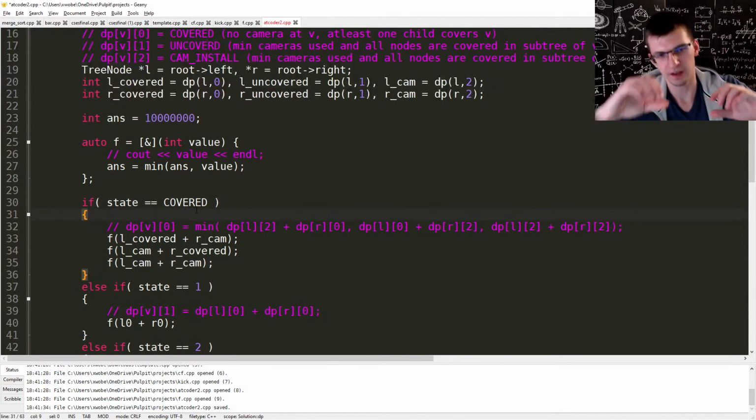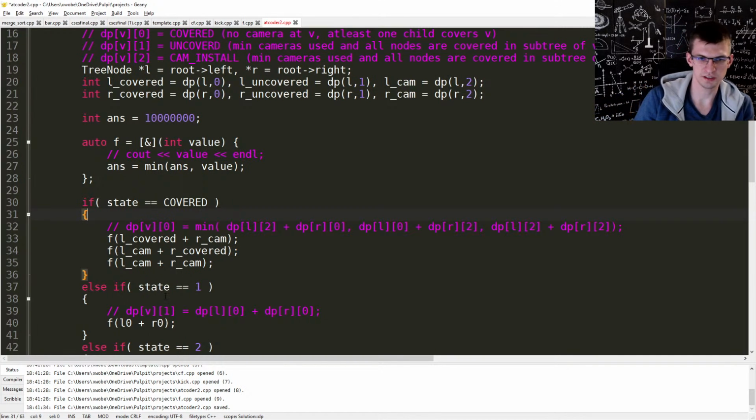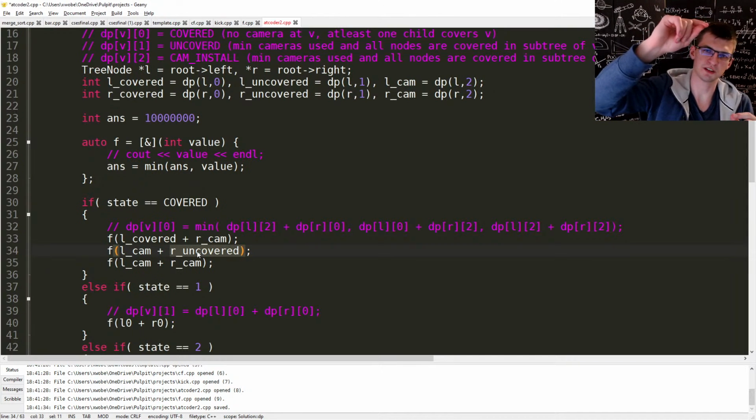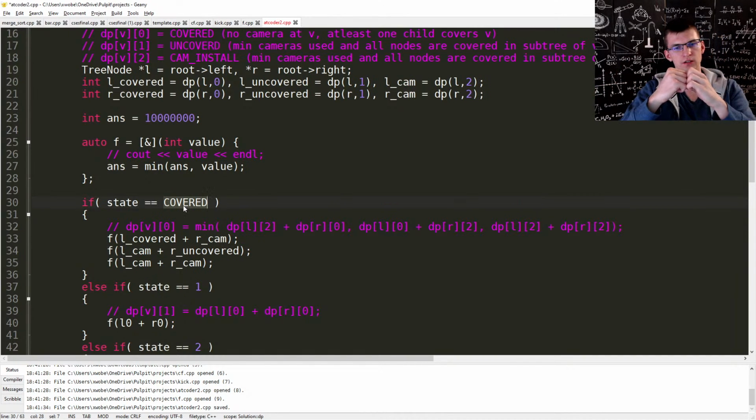If I want to decide about this vertex, and I want to say you are covered by a child, so at least one of the children needs to have a camera. This is maybe both have cameras, maybe left has a camera, and then what to put in right? Can we do R uncovered? We can't, because R uncovered means that the parent must have a camera there. I want to consider a case where I don't have a camera, because one of my children, or both, has a camera, and the other is covered by something else. Hence, this.